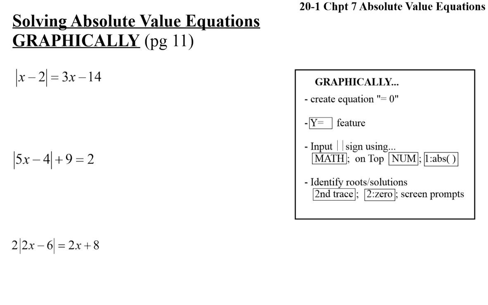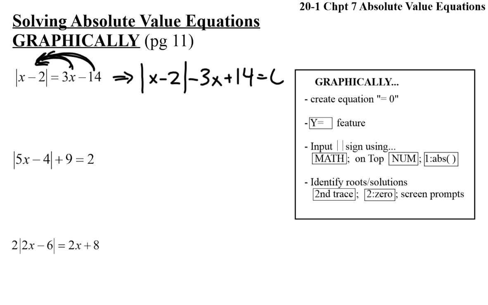First thing, though, is we want to make sure we have an equation equal to 0. So I'm going to move everything to the left side. I would have my absolute value of x minus 2, but when my 3x goes over, it becomes subtract 3x. My negative 14 goes over, becomes a positive 14. That'll equal 0. There's what I want to punch in on my calculator.